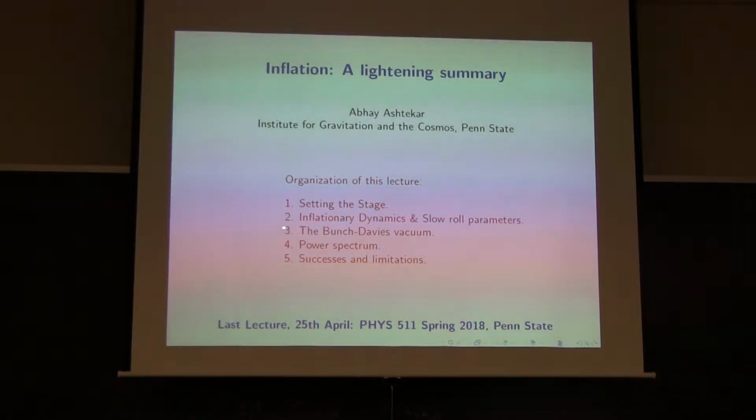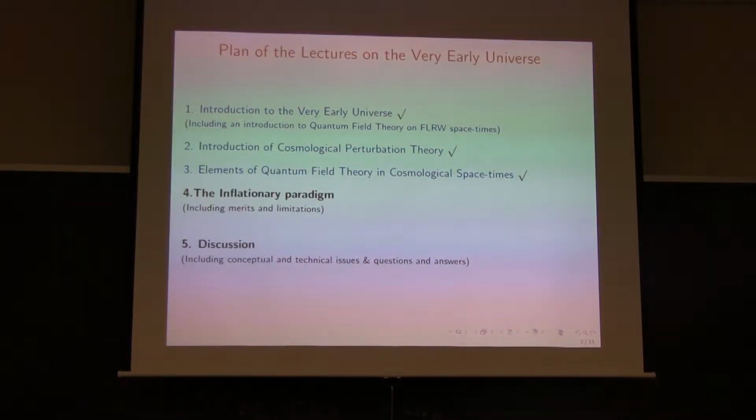And then we'll talk about how one can theoretically compute the power spectrum, what experimental measures one may have, and what one compares with. And then finally, the successes and limitations of inflation. Okay, so we did the very early universe introduction, including quantum field theory in curved spacetime, and we also did the introduction to cosmological perturbation theory, and then again elements of quantum field theory in curved spacetimes. That is where we are going to start out today.